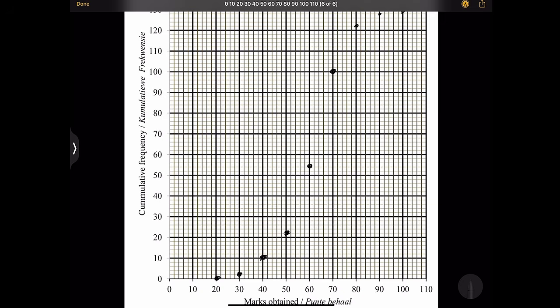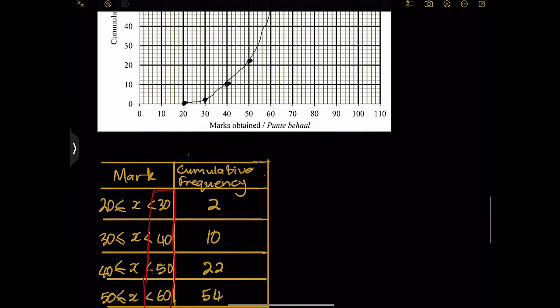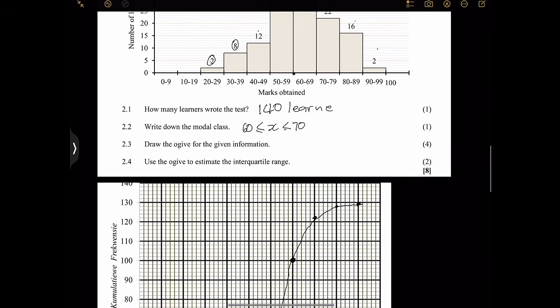So in this case, I'm going to make this 0. Of course, you try and draw a smooth curve. All right, so that is my ogive. That's what my ogive would look like. Now they're probably going to ask us something related to the ogive.